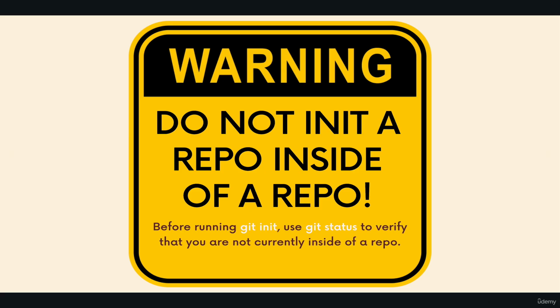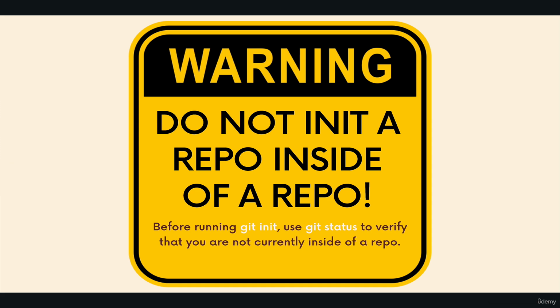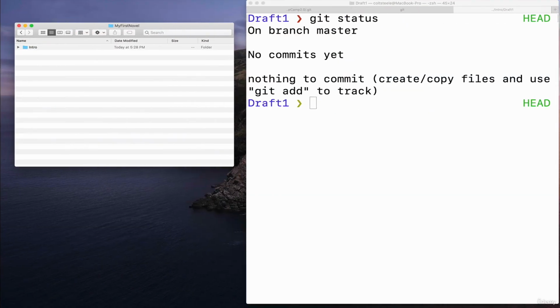Git will get confused because it's tracking everything happening in a folder, and if one of those folders has Git also initialized, then it's Git tracking Git, and it just gets confused. So we want to avoid that, and the easiest thing to do is just make sure when you run git init, make sure you're not in a repository. And that's why I showed you to use git status first.